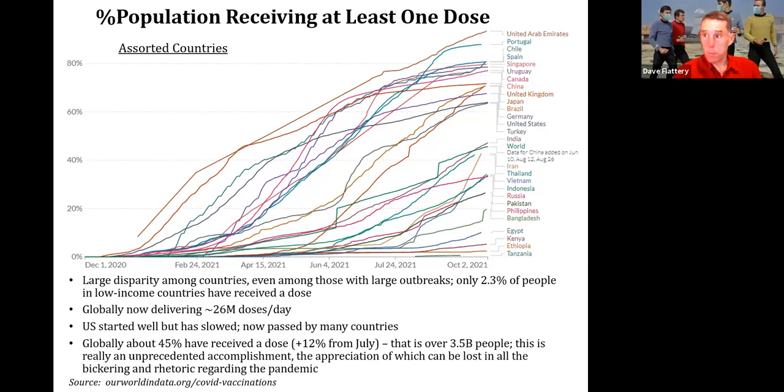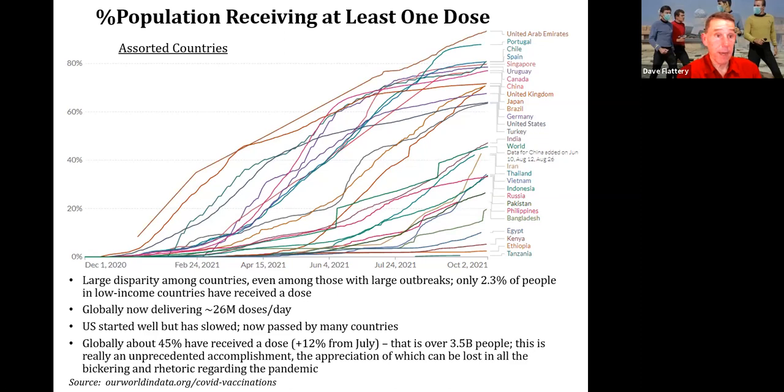So the U.S. started well. You can see if you look back in April, we were near the front of the pack. We've been passed by a lot of countries now. We're leveling out. I'll show a little more data on that in a minute. Globally, about 45% have received a dose, so that's up 12% from July, which is a pretty big jump, almost a billion people. It's really pretty remarkable.